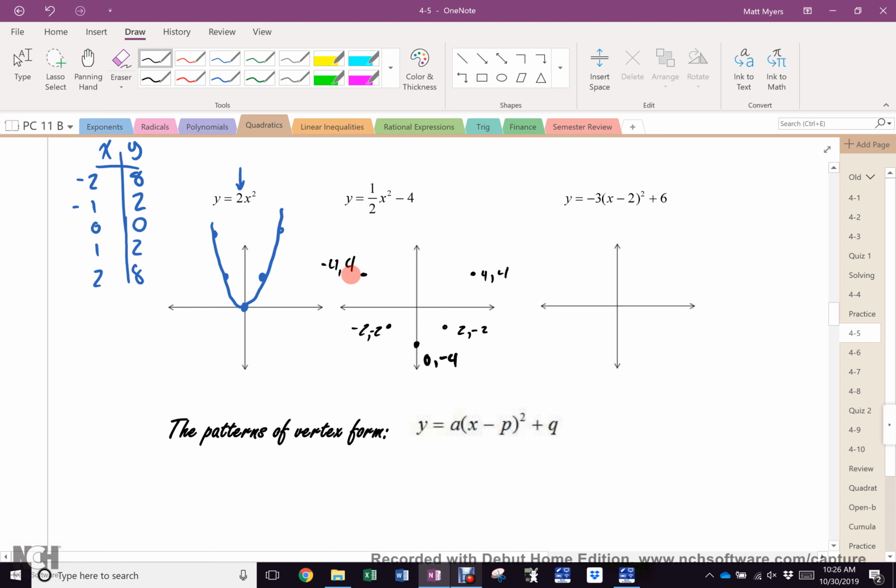Now notice that a 2 skinnies up the parabola, doesn't it? What did a half do? Stretched it out. The 2 is Mr. Myers when he was your age. The half is Mr. Myers now. Everybody understand? Because now I'm fat. Everybody cool? It's not right, man. It's not fair. Yes, exactly. All right.